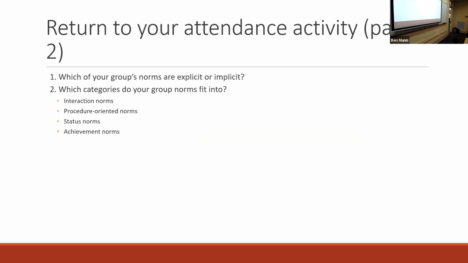So what I'd like you to do as part 2 of 3 is to return to that attendance activity. I want you to pick one of the groups. Maybe it's the group that you're interested in for this assignment. And I'd like you to think about which of your group norms might be explicit versus implicit. What are things that you and your group have to do that are hard-coded versus things that are norms that have developed? And you might start to think about the categories of group norms too: interaction, procedure, status, and achievement. So I'll give you some time to work through this as well.